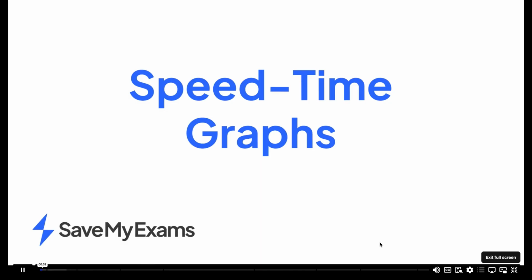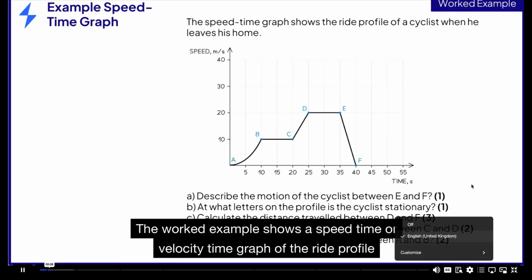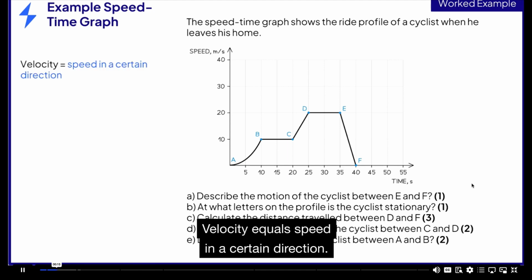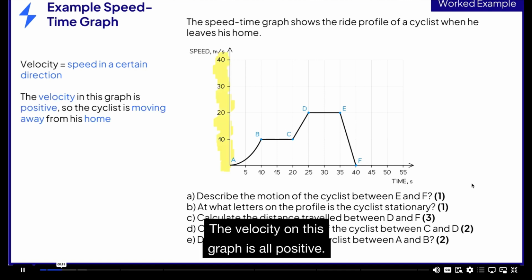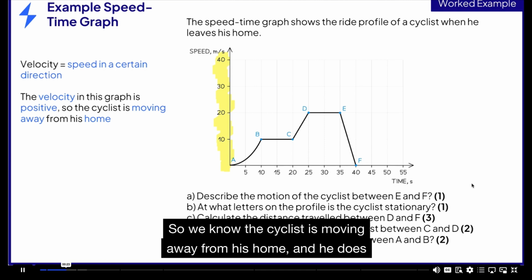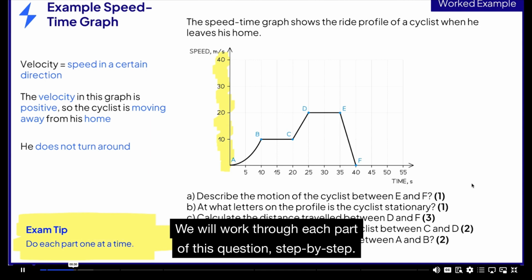This video is about interpreting speed-time graphs. The worked example shows a speed-time or velocity-time graph of the ride profile of a cyclist when he leaves his home. Velocity equals speed in a certain direction. The velocity on this graph is all positive, so we know the cyclist is moving away from his home, and he does not turn around and come back. We will work through each part of this question step by step.